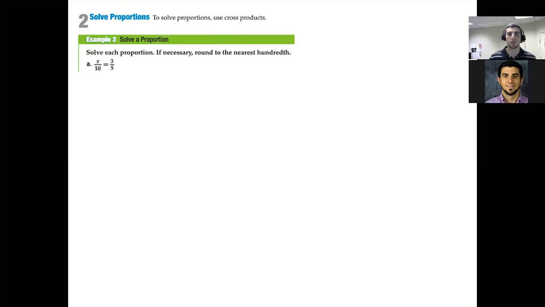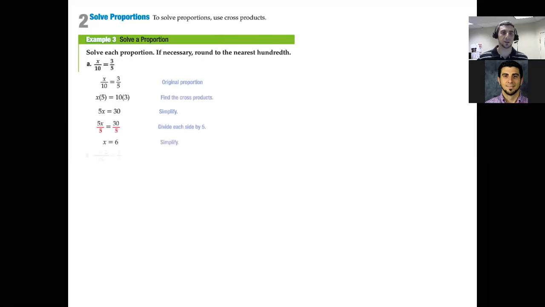Solve this proportion, and if necessary, round to the nearest hundredth. So I have x over 10 equals 3/5. What you do is you take the cross product, so x times 5, and set it equal to 10 times 3. Rewrite it after you multiply, so 5x equals 30. And you know how to solve this equation now, right? That's a one-step equation. Divide both sides by 5, and you get x equals 6.